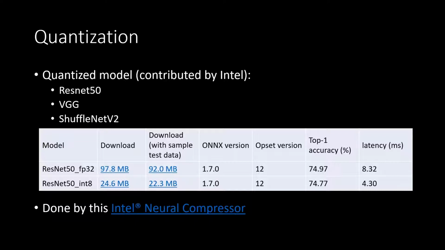As you can see in the following table, we take ResNet 50 as an example. You can see that without too much loss on accuracy, the footprint and the latency are both greatly improved. And those models are generated by the Neural Compressor, and the models can be run with only the runtime without any extra configuration.